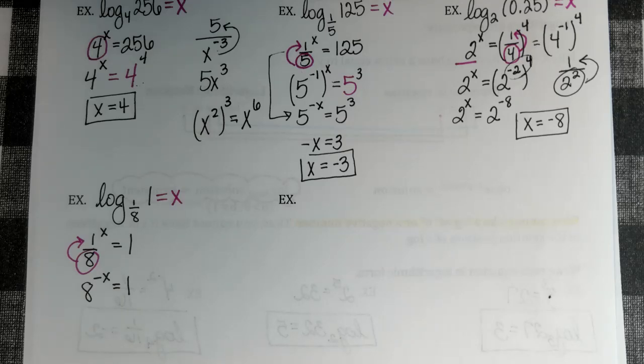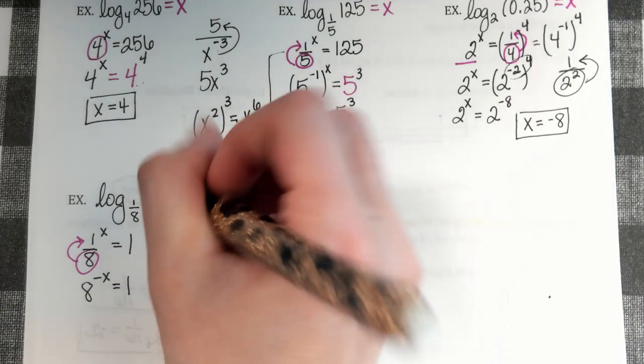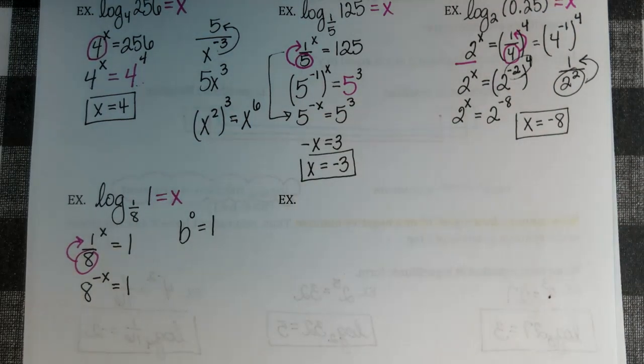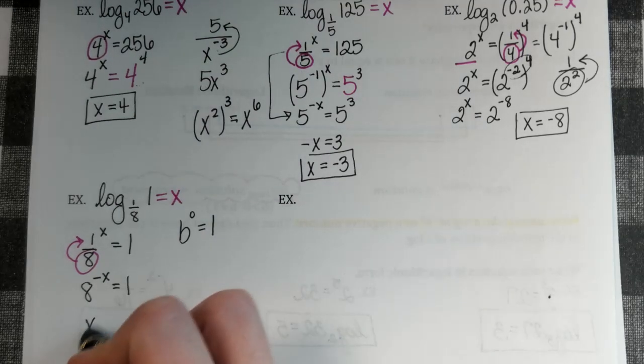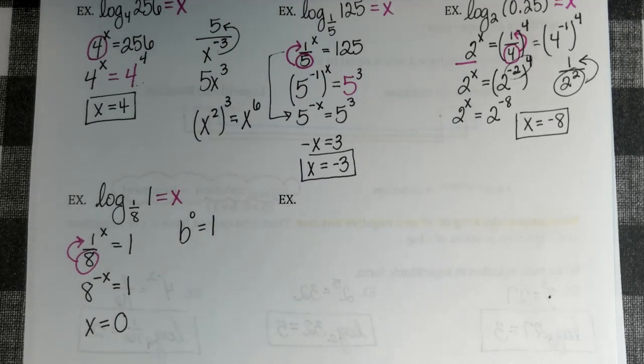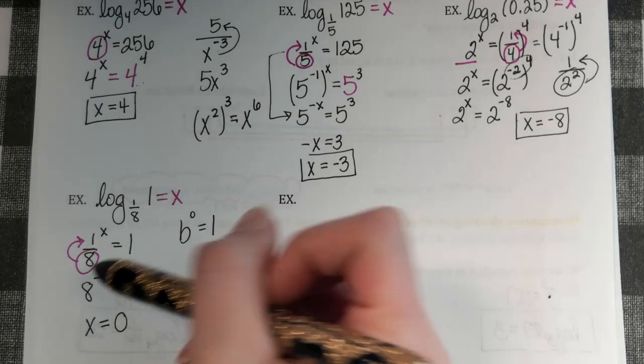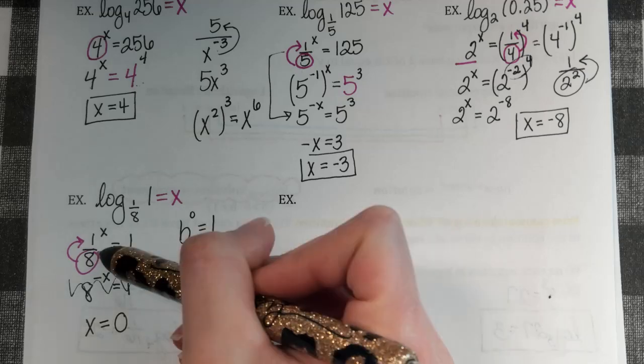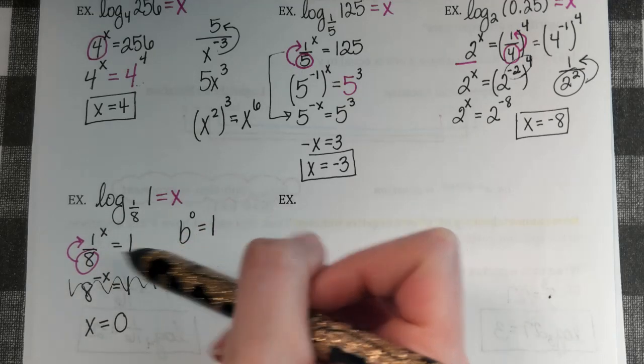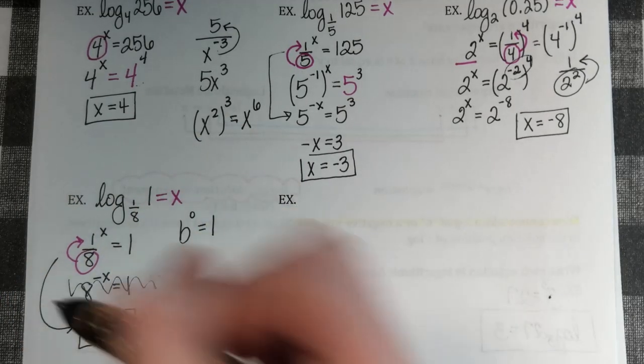I can't manipulate an 8 to become a 1 because 1 to any power is still 1. So I need to think about one rule that makes any base equal to 1: anything to the 0 power is 1. So that means x is equal to 0. There is no work. Technically, if you don't do this, you should be able to look at any base raised to x equals 1, and go straight to x equals 0.